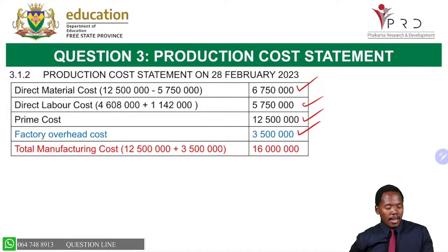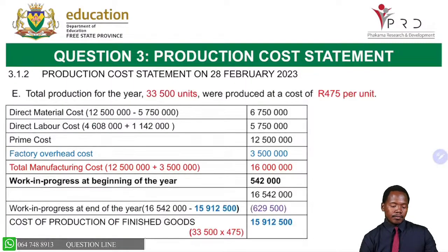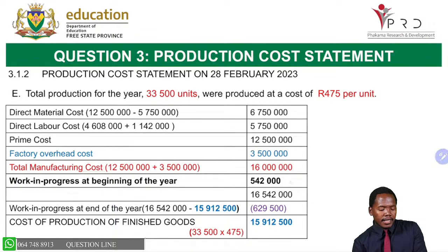And then now, how do we get total manufacturing cost? How do I get total manufacturing cost now? We now say prime cost plus factory overhead cost. Then we get total manufacturing cost of 16 million: 12,500,000 plus 3 million. Now let's move on. Work in progress at the beginning was given.